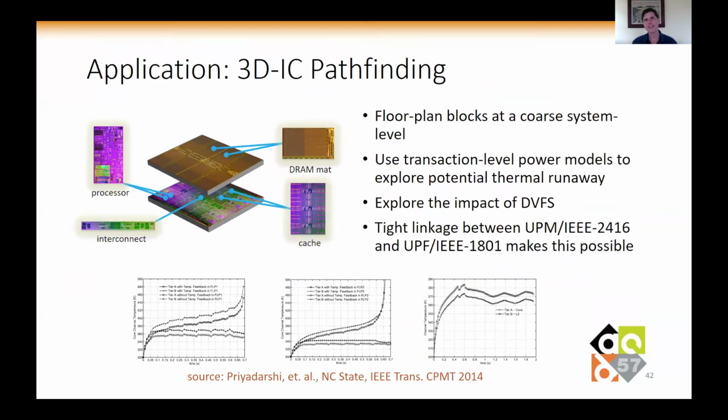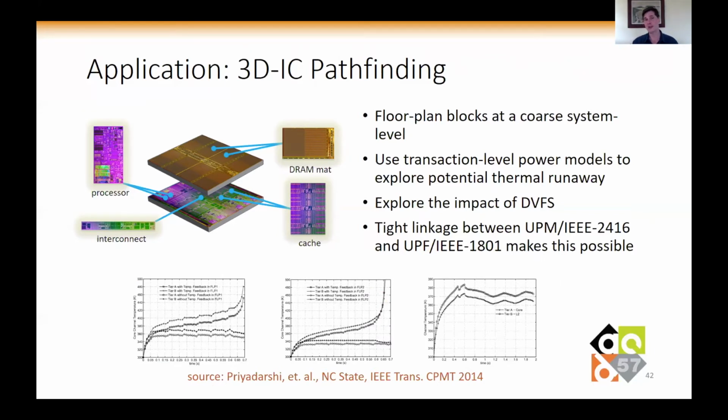The third is pathfinding, which is the term for physically aware virtual prototyping for the purpose of technology selection. This is especially useful for 3D IC design, for 3D IC chip stacking. And I've included a reference to one of our papers down here at the bottom, where we were using transaction level power models tied in a flow with a thermal solver to explore the impact of different floor planning decisions in a chip stack.